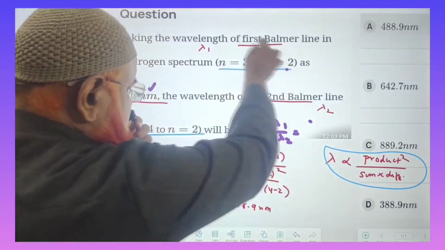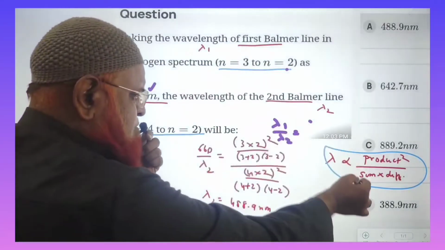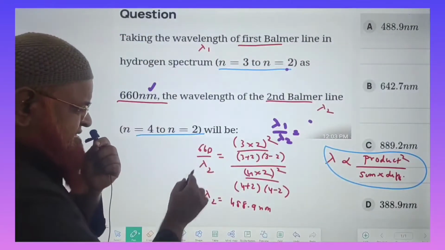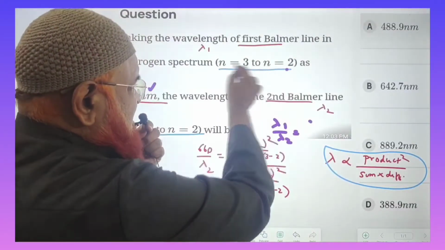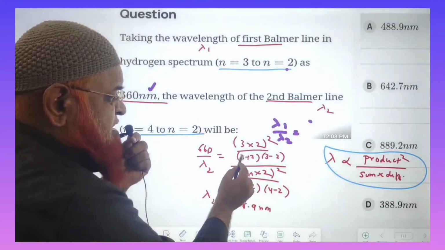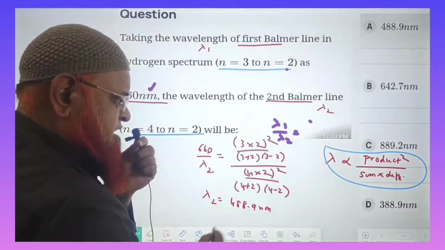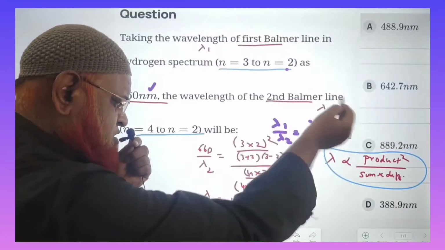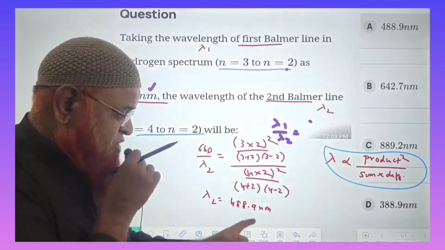So in the first transition, you have to consider the wavelength given here. So lambda 1 by lambda 2 is equal to product whole square. This is lambda 1. Lambda 1 is with you, 660. Lambda 2 you have to find out. So product whole square means in the first case transition 3 into 2 whole square by 3 plus 2 into, sum into difference means 3 plus 2 into 3 minus 2. Similarly here also transition is 4 to 2. So 4 into 2 whole square by 4 plus 2, 4 minus 2. So by cross multiplication, you get this answer.